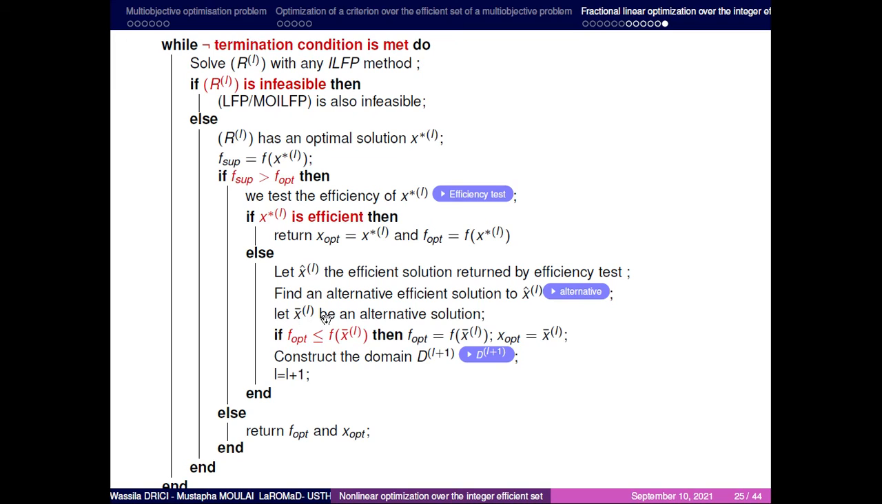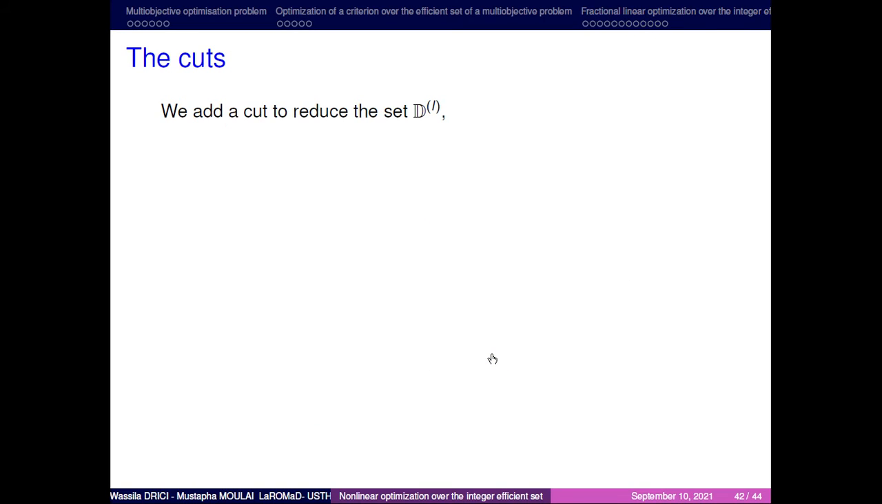Now, let x bar L be an alternative solution. If f-opt is less than or equal to f of x bar L, then we update f-opt and x-opt: F-opt equal to f of x bar L and x-opt equal to x bar L. And construct the domain DL plus 1. We add the cuts to reduce the set DL.